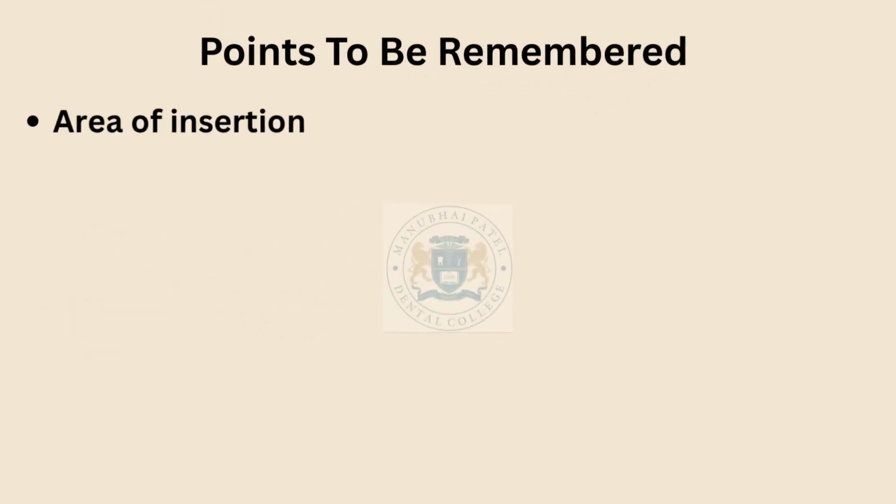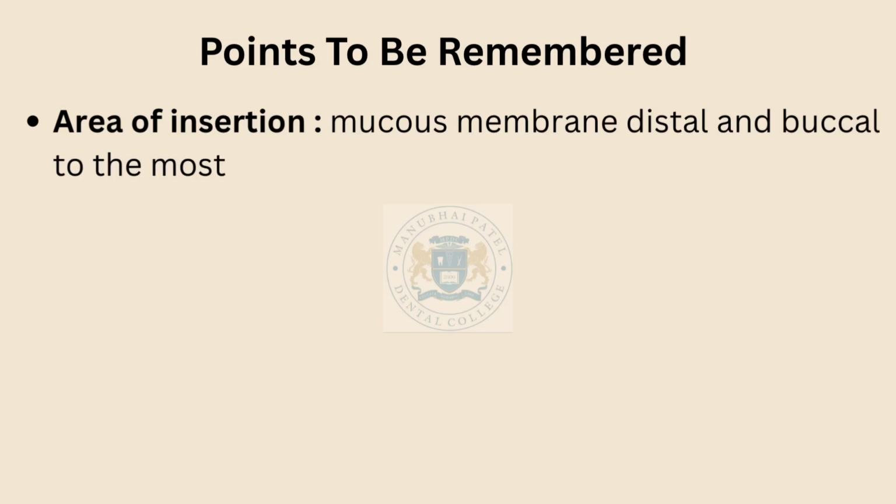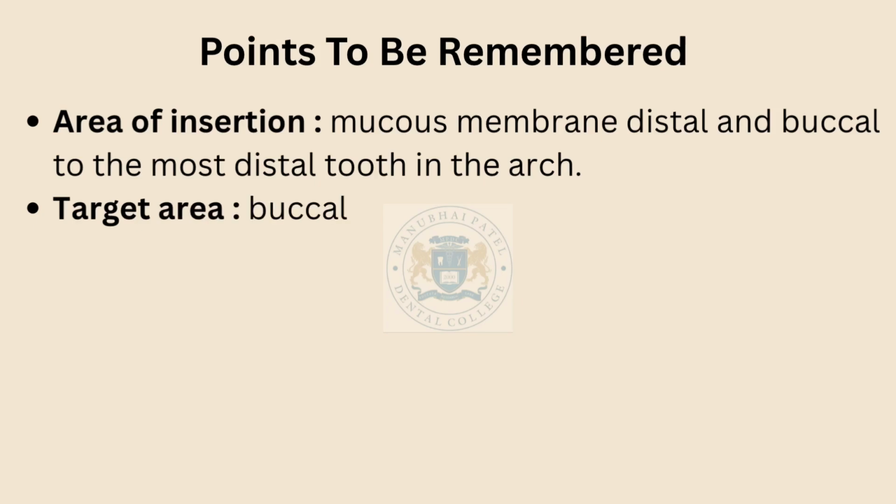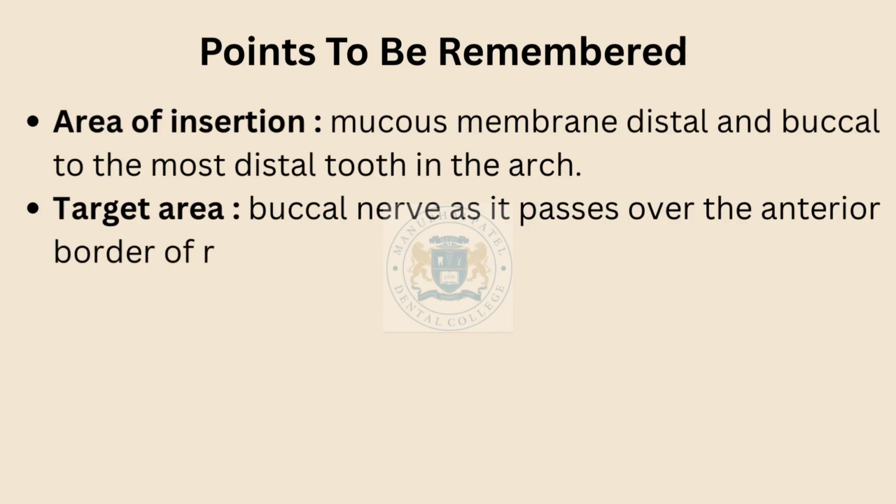Some important points to be remembered while giving buccal nerve block. First is area of insertion, which is the mucous membrane distal and buccal to the most distal tooth in the arch. Then there is the target area, which is the buccal nerve as it passes over the anterior border of the ramus.